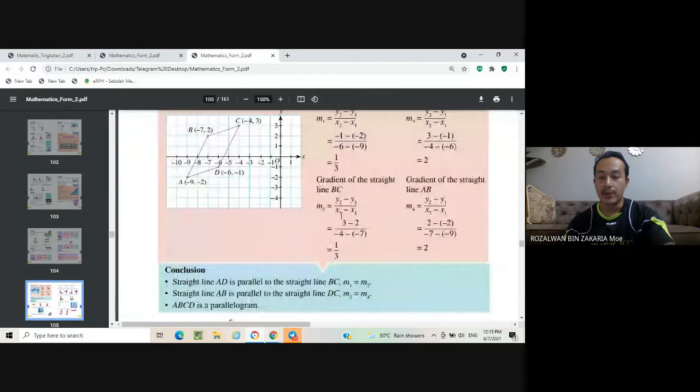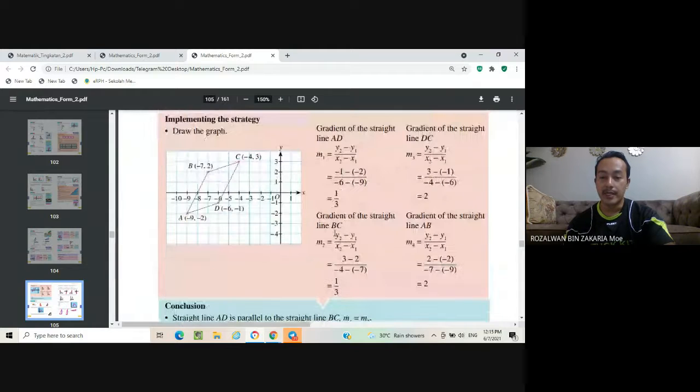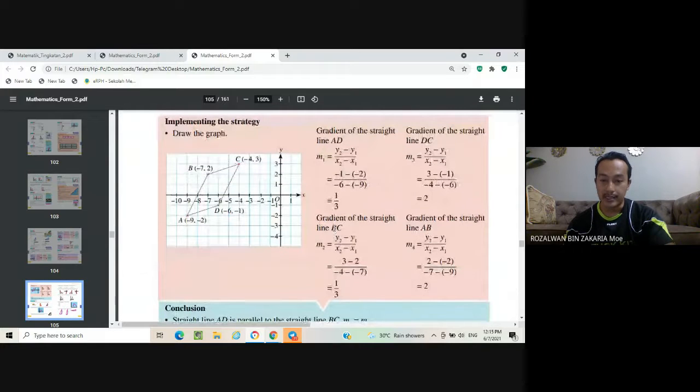Then remember this one, line BC: B is the first point, C is the second point. So the value for C is x2, y2. For B, it is x1, y1. So you substitute the values inside the formula here. Then y2 is equal to the value for C, y, which is 3.